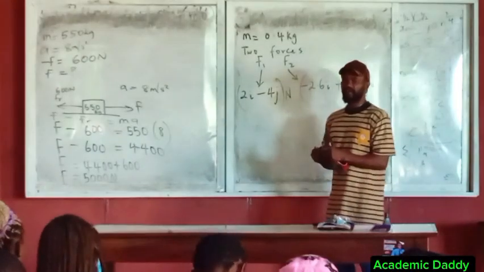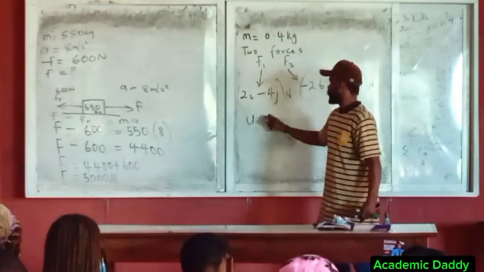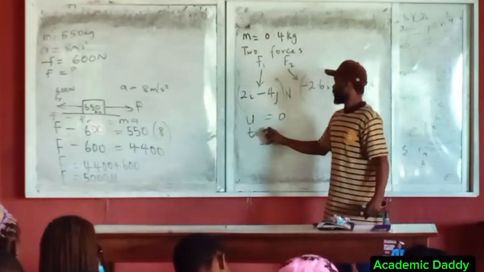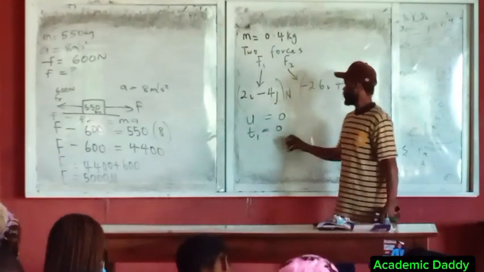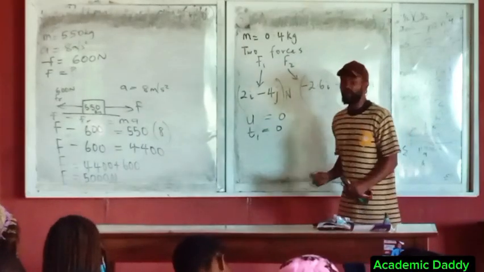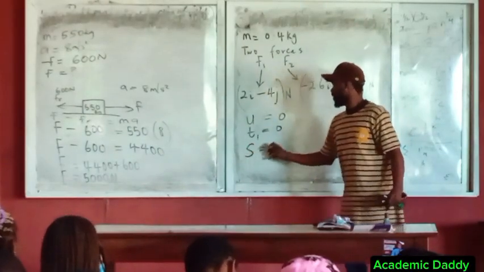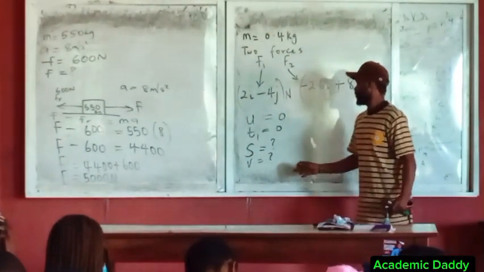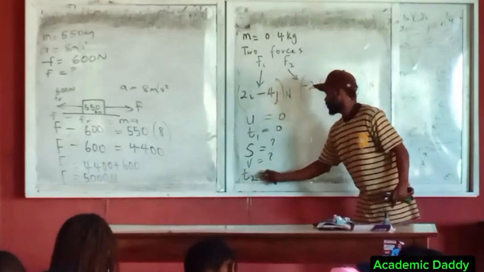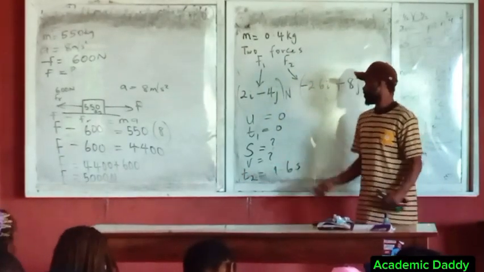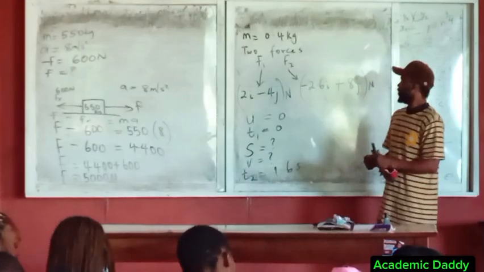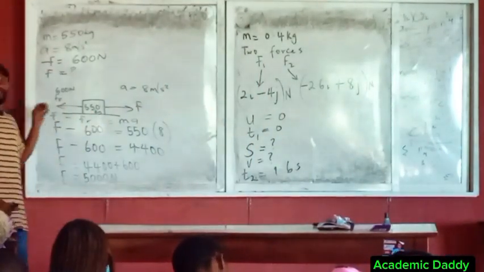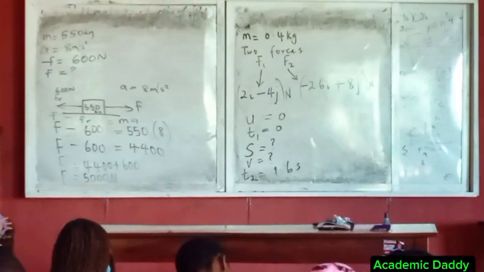if the particle starts from rest, that means the initial velocity is 0 and t is equal to 0. Find its position and velocity at t equals 1.6 seconds. Position means displacement. Okay, is that all? Alright. So please, should we see how we analyze this question? Once they tell you the length, find position, find distance.